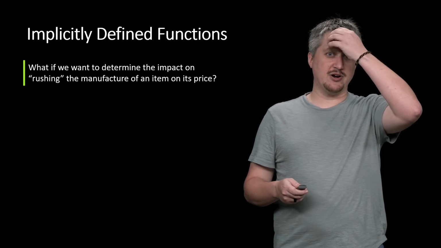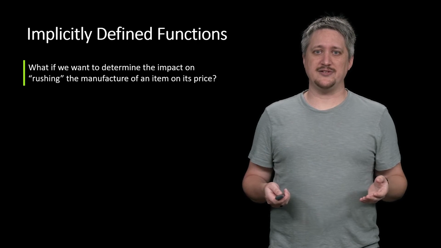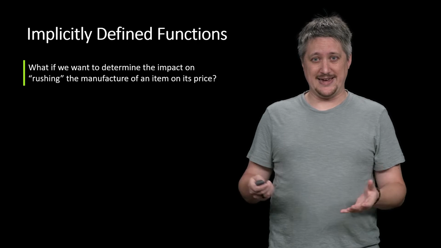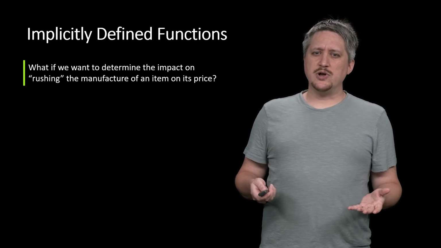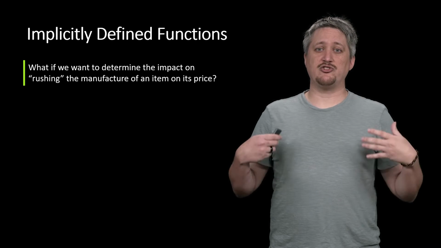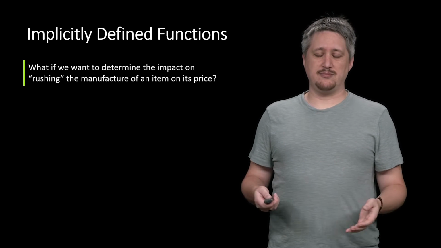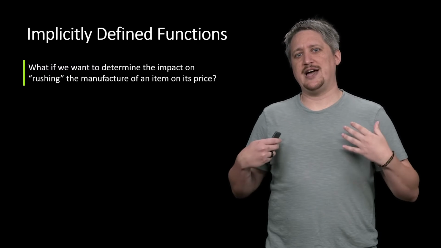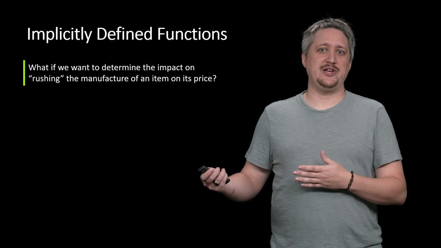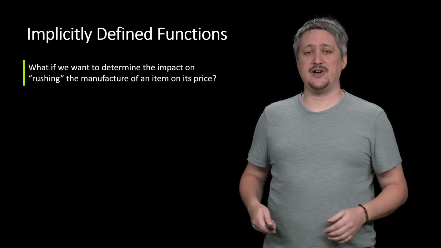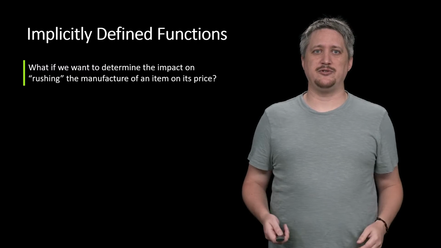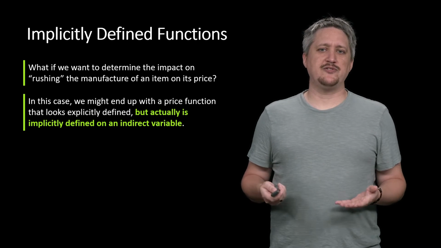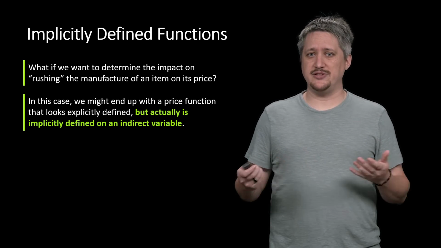Now, the other example, where I was saying sometimes you get some output that looks explicitly defined, but turns out not to be because there's some hidden thing at play. So what if we want to determine the impact of rushing an order? We have a company that's selling things and we're under contract to have something done by a deadline. Something happens, we need more than normal, so we try to rush the factory to get that order filled. So in this case, we will still have some sort of price function, and that price function may look explicitly defined, but actually there's a hidden piece here.